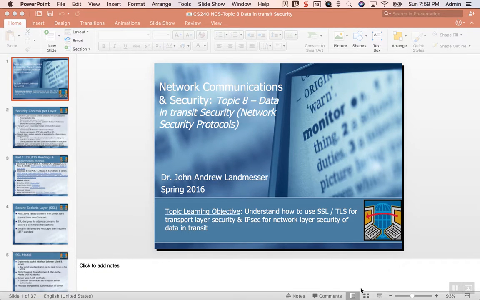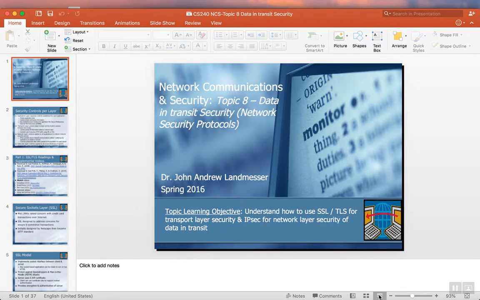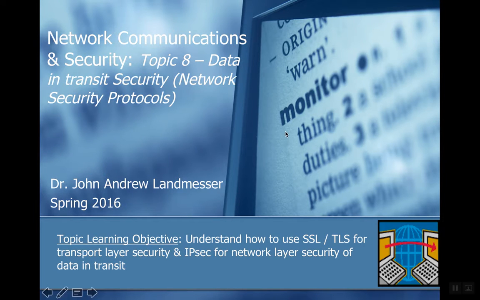Okay, so this is topic 8, building upon what we talked about in topic 7, where we talked about network security. This is a little bit more specifically data in transit security, so specifically focusing on things like SSL and TLS and IPsec, which are really the two major pieces of data in transit security.